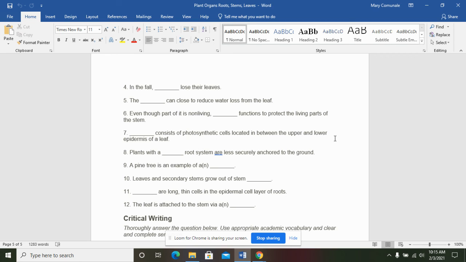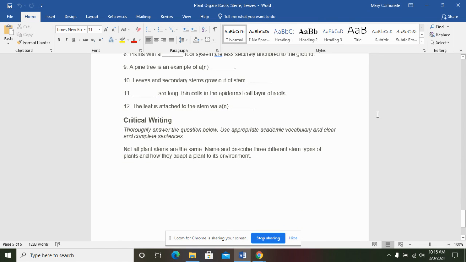And number 11, blank or long, thin cells in the epidermal layer of the roots. That's going to be the root cap, H. The leaf is attached to the stem via the G, the petiole. So we actually use node for 2 of those. I'm not sure where root hair fits into this particular section. If you guys think that I messed up on one of these, because I feel like I may have, definitely let me know. You figure out where root hair goes, because I'm kind of stumped at this point.